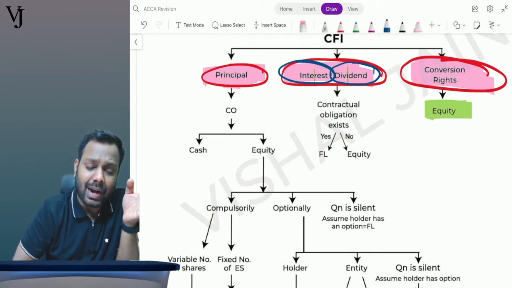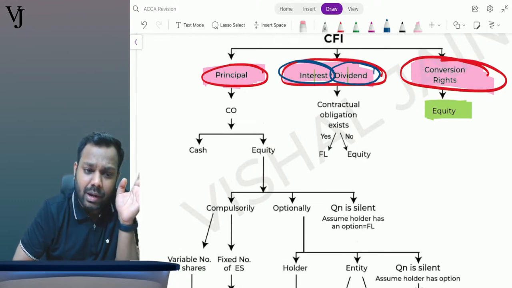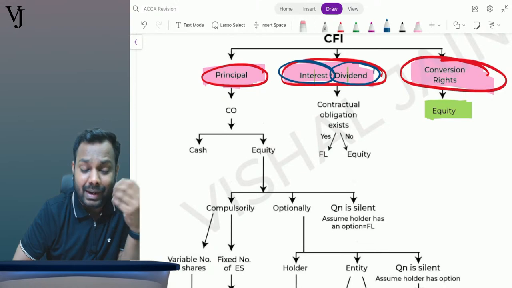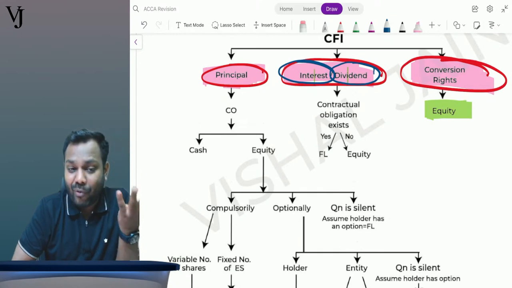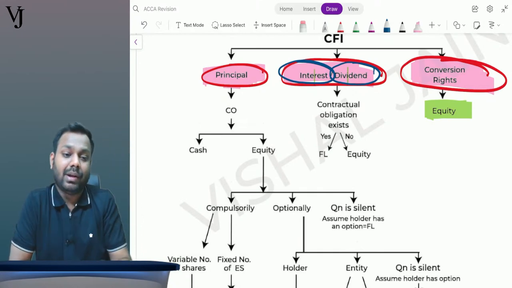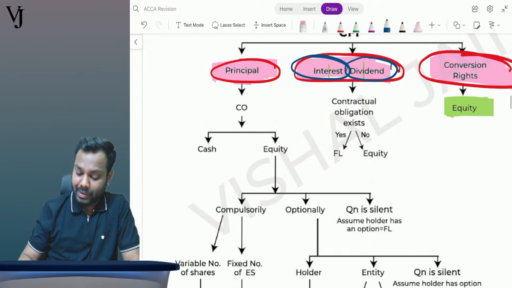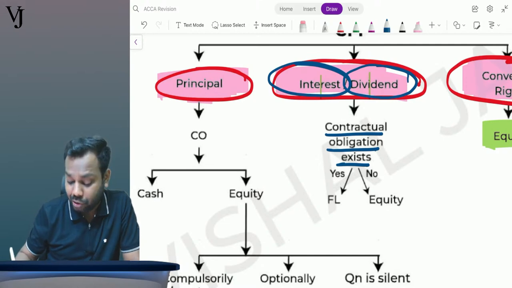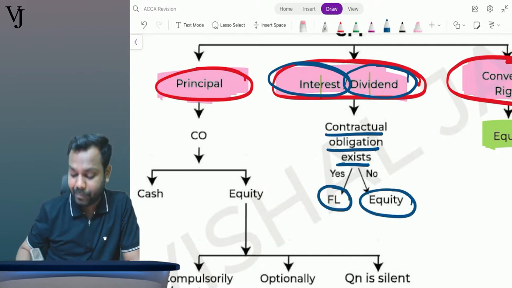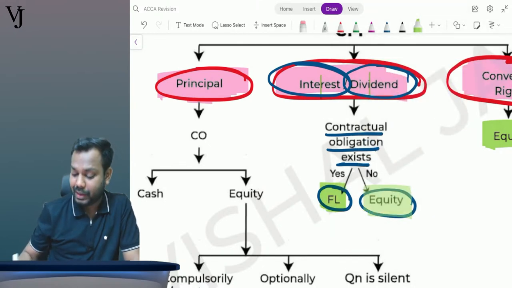Let's suppose I took a loan from my parent company, and the parent company says, Vishal, if you want to pay the interest, pay; otherwise, if you don't want to pay the interest, don't pay. Now see here, there is no contractual obligation for me to pay the interest. I can avoid the payment, so even though the name is interest, it is in the form of equity. So that's the essence: if you have a contractual obligation, it's a financial liability, otherwise it's equity.